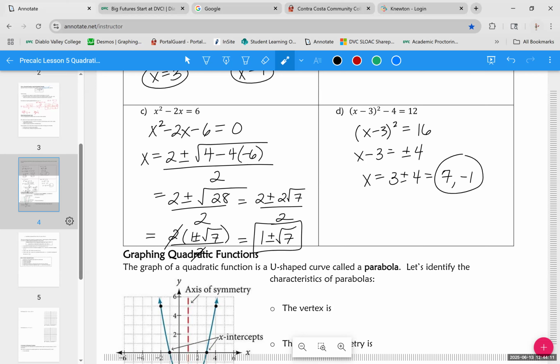And then last but not least, it looks like I can use the square root property on this last one because it's just something squared and numbers. So I added the 4 over, square rooted both sides. It's a nice whole number. So when I add the 3, I have 3 plus or minus 4. So 3 plus 4 is 7, and 3 minus 4 is -1. So I should simplify that. I should take that all the way to the end if they are whole numbers and get the two actual whole number solutions.